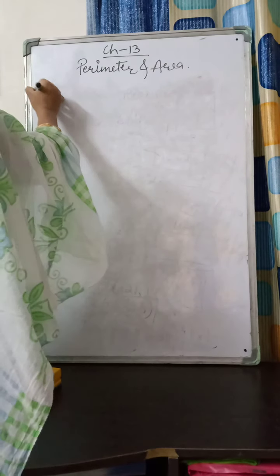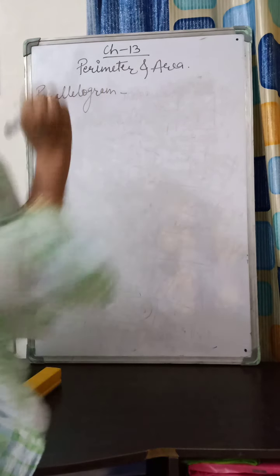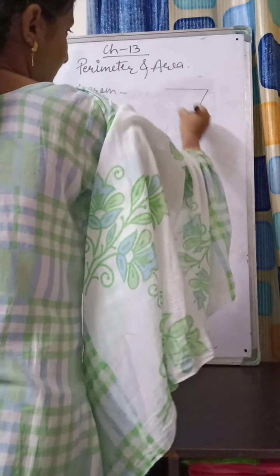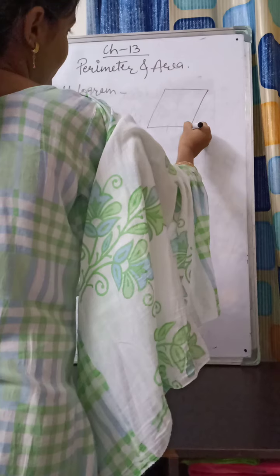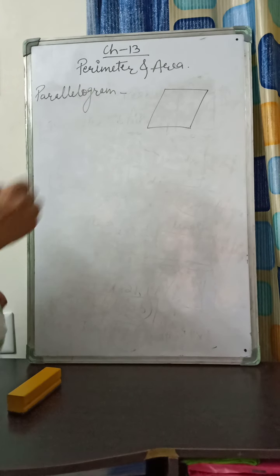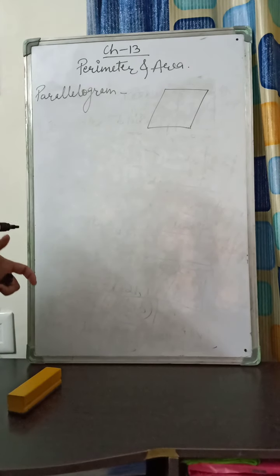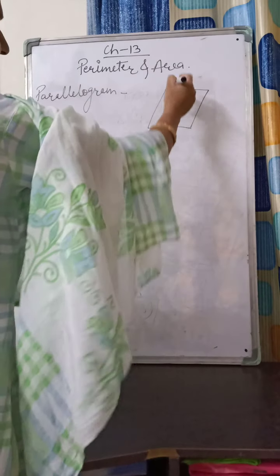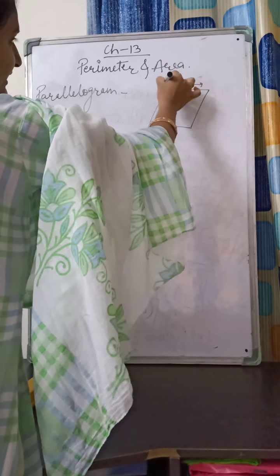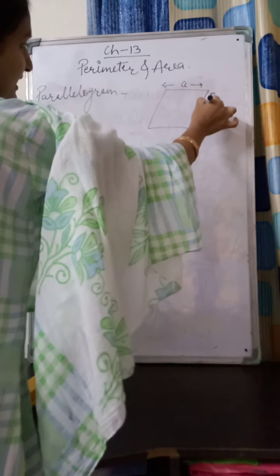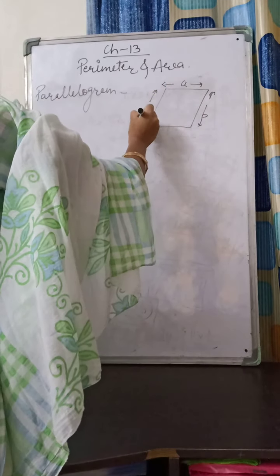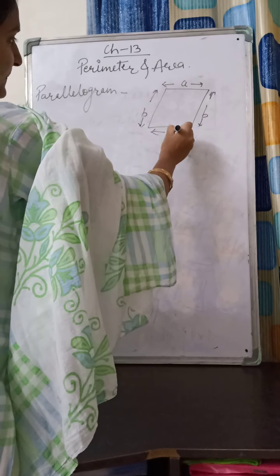Now parallelogram. Student, what is a parallelogram? A parallelogram is a polygon with opposite sides parallel and also opposite sides equal. So here we can say that this is the side A, this is the side B, and this side will also be B, and this is A.